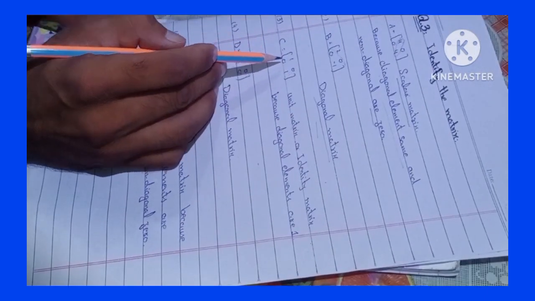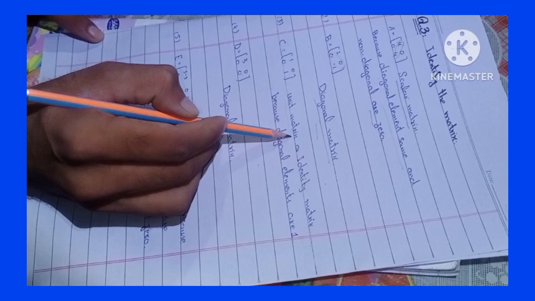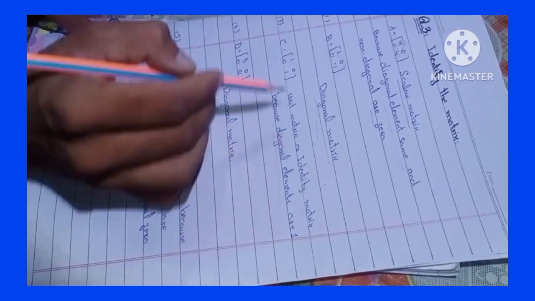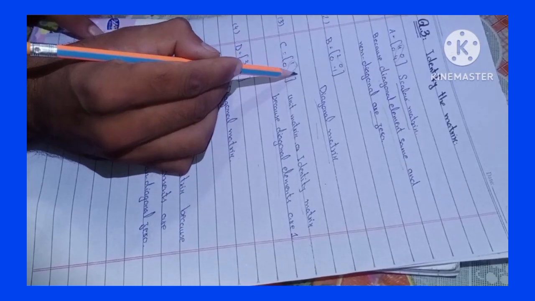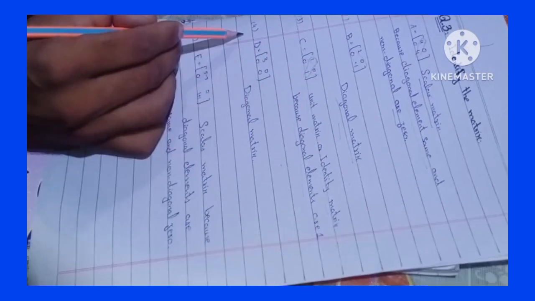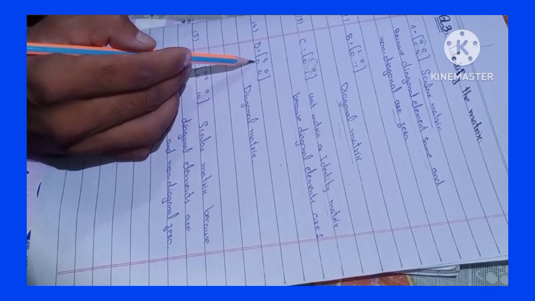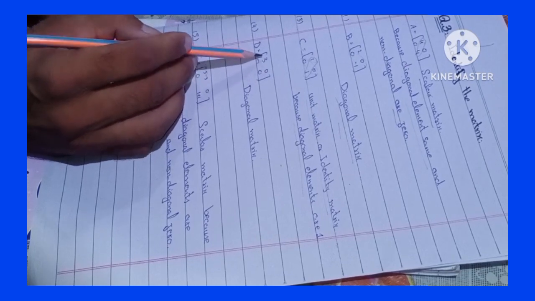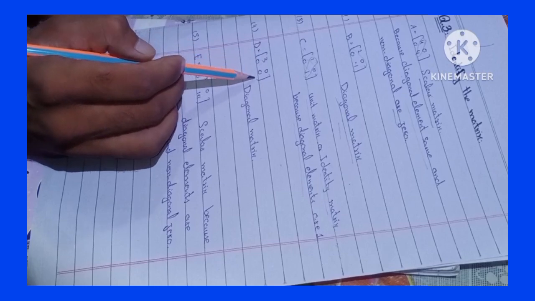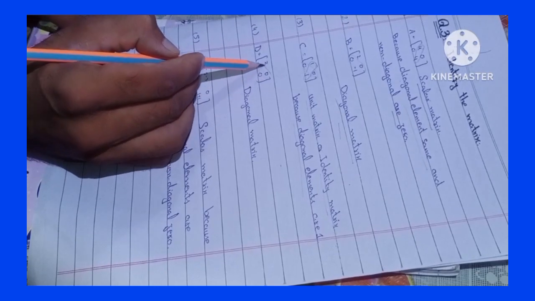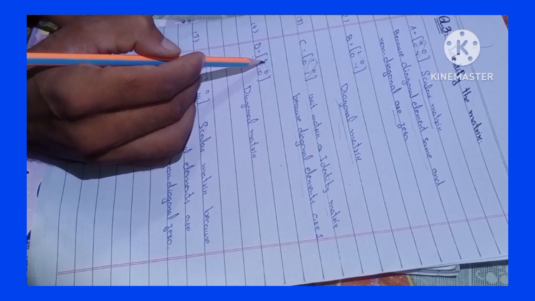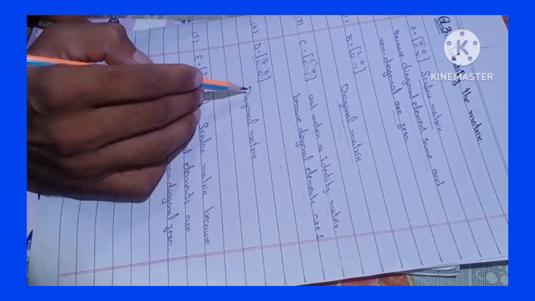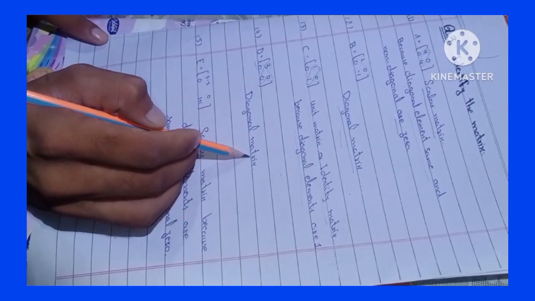Matrix C is 1, 0, 0, 1. It's a unit matrix or identity matrix because diagonal elements are 1 and non-diagonal elements are 0. D is 3, 0, 0, 1. Except 3 and 1, all entries are 0. Non-diagonal elements are 0 and diagonal is 3, 1. These are called diagonal matrices.